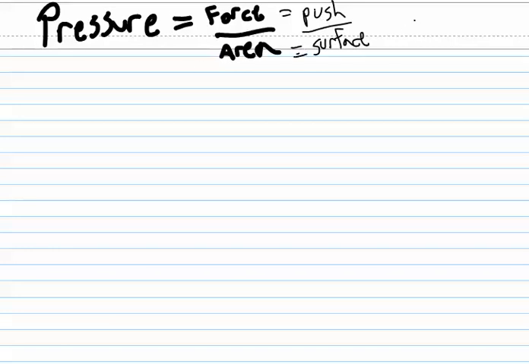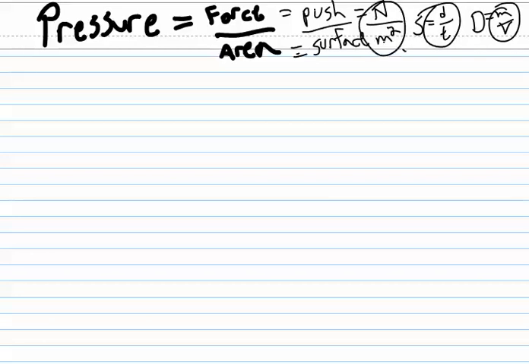So it's kind of like speed. Speed is distance over time, or it's kind of like density. Density is mass over volume. These things are also ratios. So what do we measure these in? Forces we measure in newtons, and area we measure in typically square meters. If you measure in newtons per square meter, we call it the Pascal, named after a famous dead guy, abbreviated Pa.